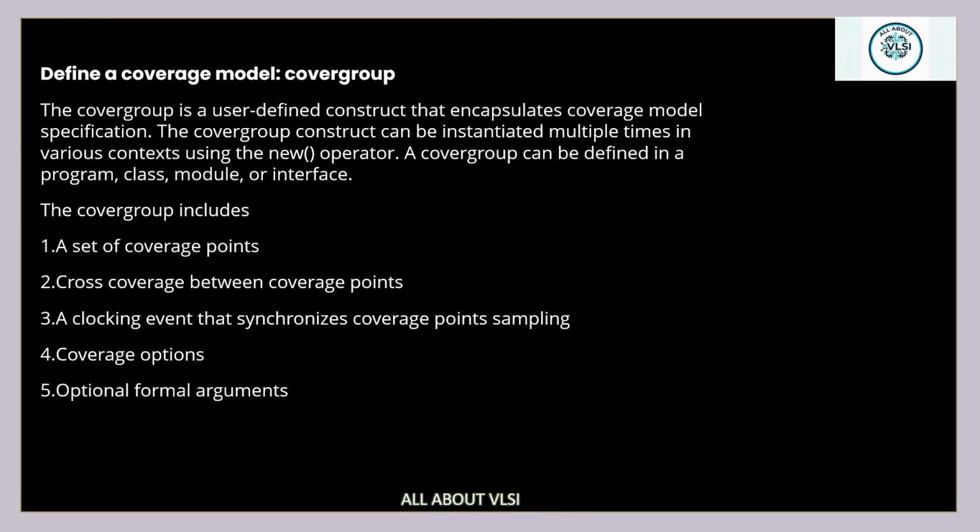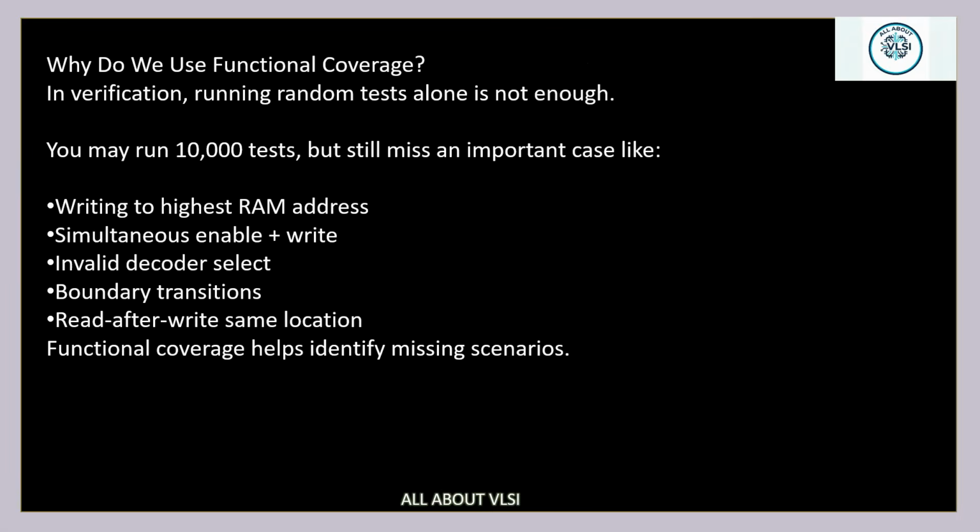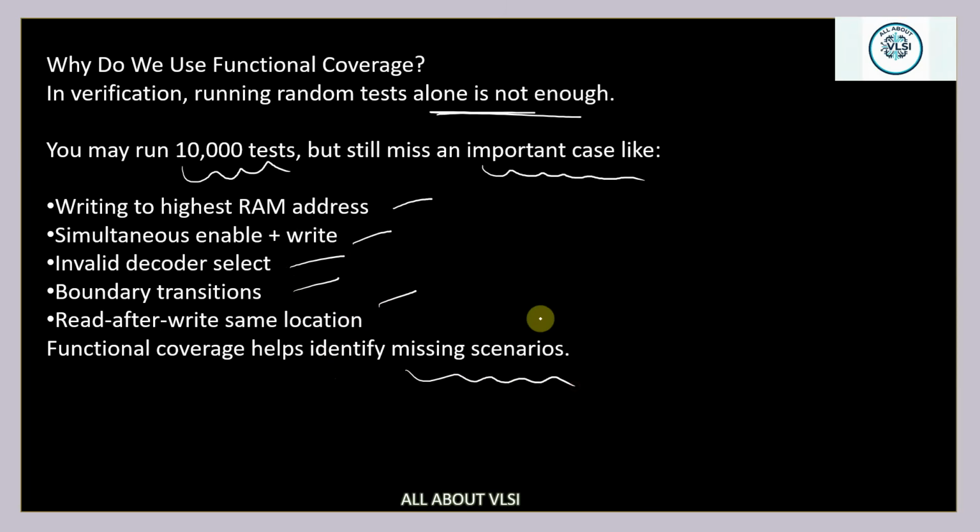Now, coming to my topic: why do we use functional coverage? This is what I was explaining about. In verification, running random tests alone is not enough. We might run 10,000 tests, but still miss an important case, like writing to the highest RAM address, or simultaneous enable plus write, or invalid decoder select, or boundary transitions, or read after write at the same location. Functional coverage helps us identify the missing scenario or missing test case, with which we can find that particular bug.